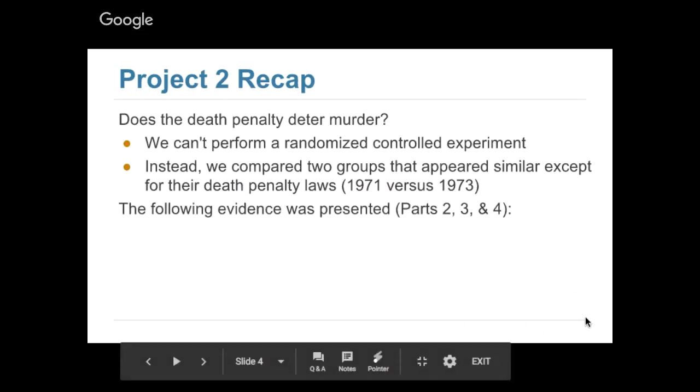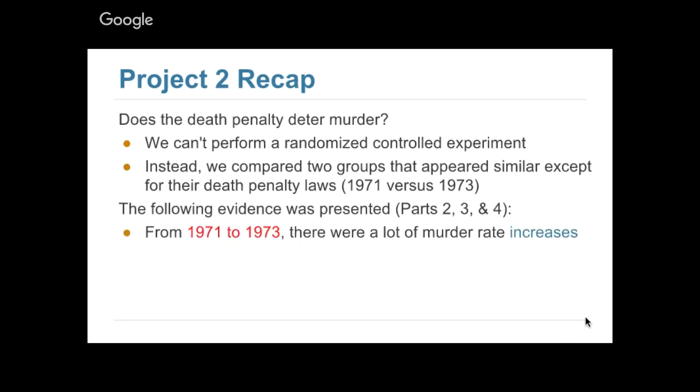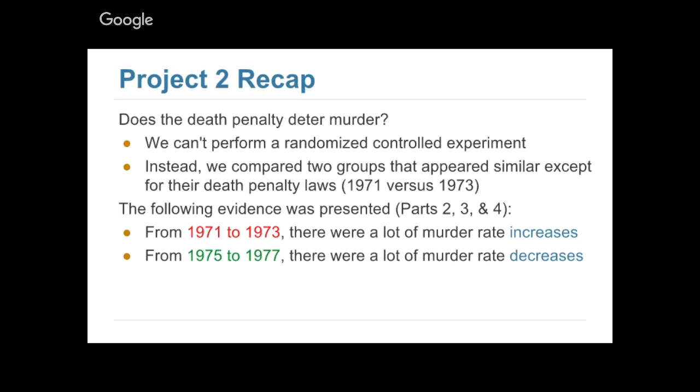Okay, so we took a look at that, and we found that from 1971 to 1973 there were a lot of murder rate increases. So when the death penalty was abolished, murder rates went up. In addition, from 1975 to 1977, when we put back in a death penalty, there were a lot of murder rate decreases, right? So we had some data that suggested that maybe the death penalty was having this causal effect.